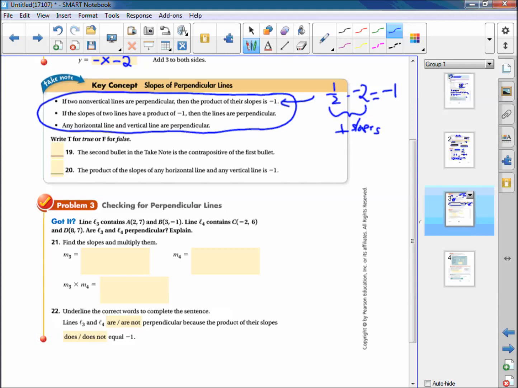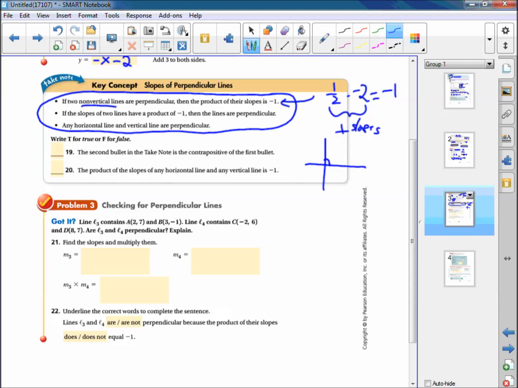Notice it says non-vertical, so it doesn't work for vertical lines. Okay. So if the slopes of 2 lines have a product of negative 1, then they are perpendicular. So if these slopes multiply to negative 1, we get perpendicular. And any horizontal line and a vertical line are perpendicular. So if you take any horizontal and any vertical, they're automatically perpendicular.